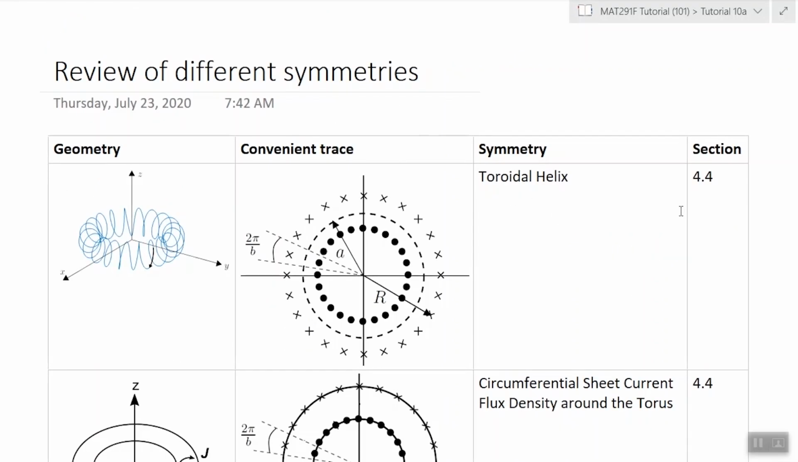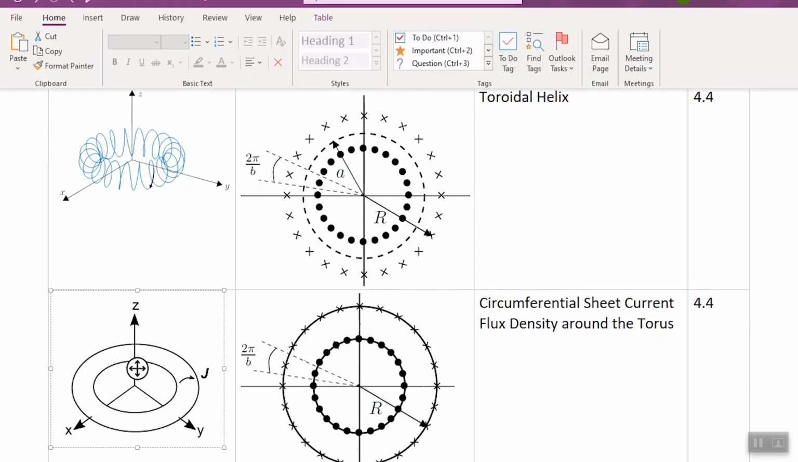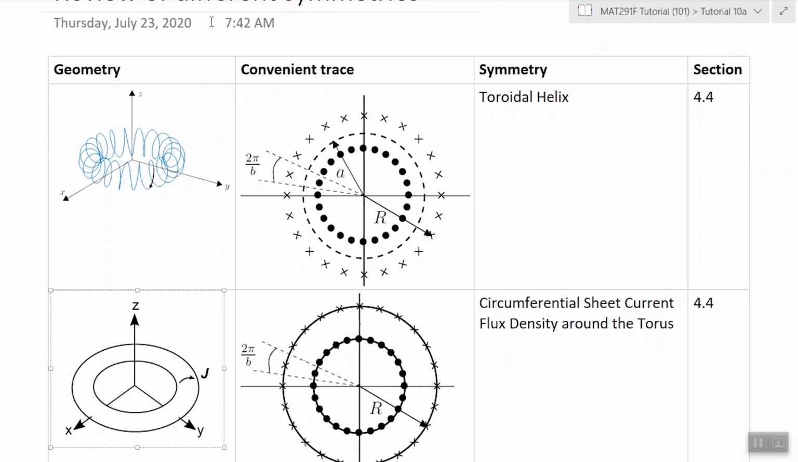In section 4.4, there is a discussion about toroidal helices. Those are similar to axial helices, but they're instead wound on a toroidal form. So you would imagine this donut-shaped object, and then there is a wire that's wrapped around it, and there is a current that is passing through this wire. The trace would look like this.